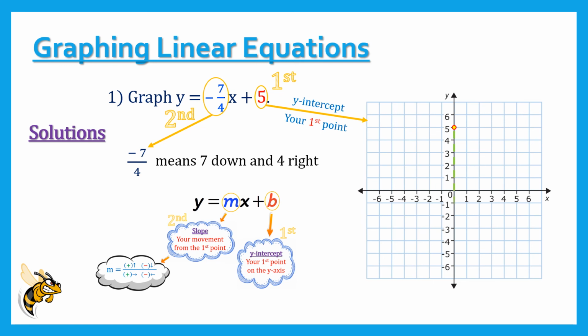So I'm going to go down 7 and then 4 to the right. Place my point. Use a straight edge and draw a line through the 2 points.